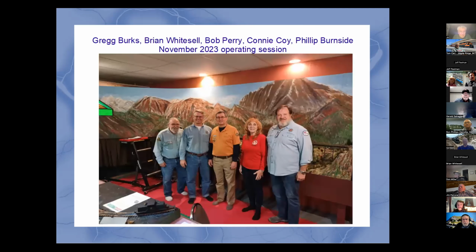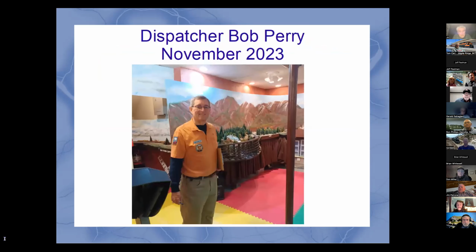Some of our crew there: Phil Burnside on the right, and behind, next to him, Connie, and Bob Perry right there. Brian Wetzel and Whitesell are on this phone call too. And in the background, a good friend of mine, Greg Burks. This is just a handful of people that come and run the Glacier Line. Bob Perry was our dispatcher that night.